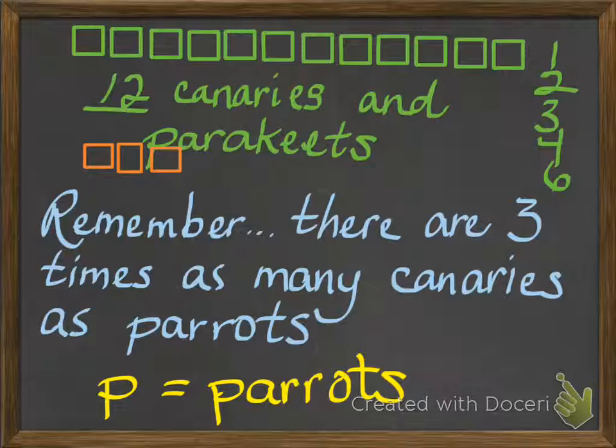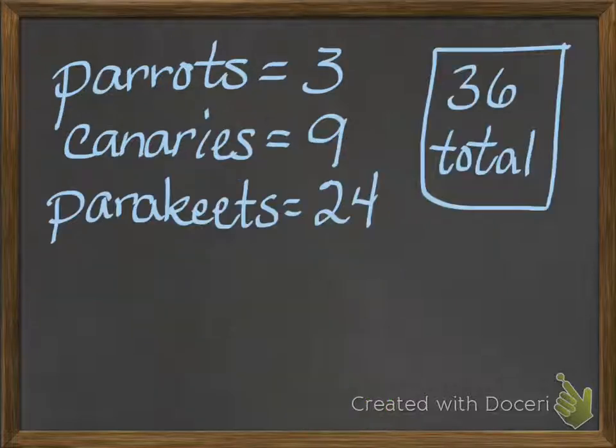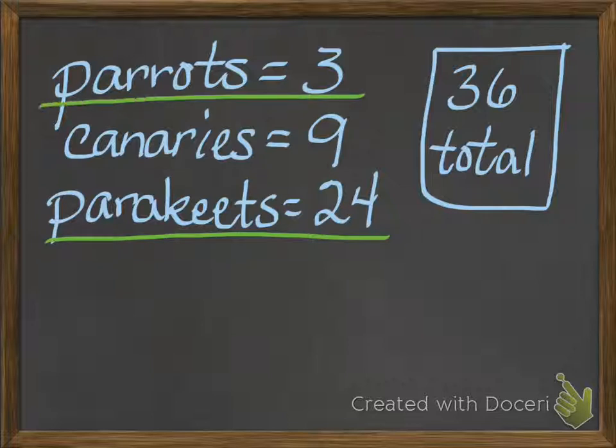And 3 times this number plus the number is going to equal 12. So 3 times 3 plus 3 would equal 12. Okay, so I know that P equals 3. So I'm using reasoning to figure that out. So I figured out the amount of parrots is 3, the amount of canaries is 9, and the amount of parakeets is 24.